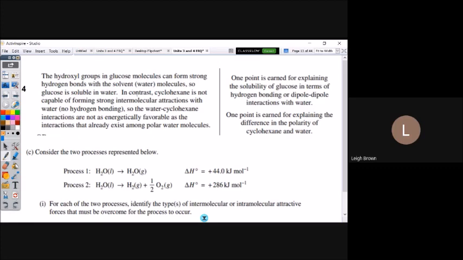I really like the next part of this question. It gives you two processes, and it says, for each of these two, identify the types of intermolecular forces or intramolecular attractive forces that must be overcome. All right, intermolecular, remember that's what we call IMFs, which could be hydrogen bonding, London dispersion, dipole-dipole. Intramolecular are bonds, okay? So covalent, ionic, things like that. So in this first process, notice water is still water. And if you look, it's liquid to gas. That's what we call vaporizing or boiling. That is a physical change, okay?